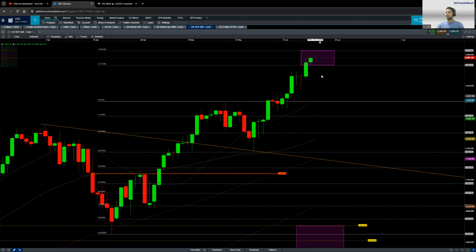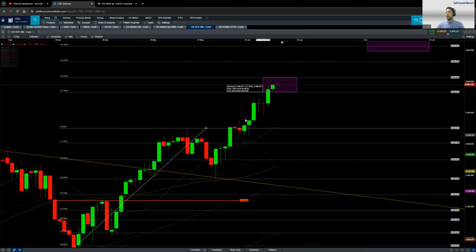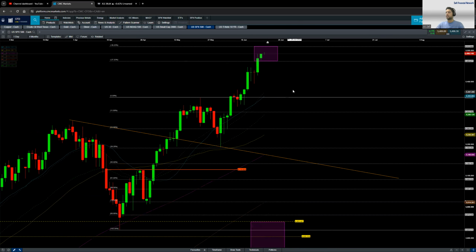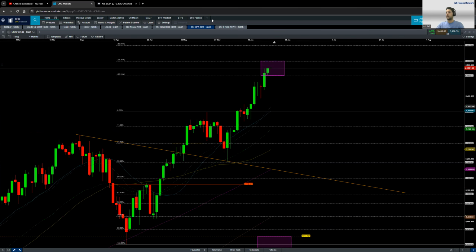This is the scenario that we are waiting for. Divergence between these two, and we should see a reversal coming down to this area, which is going to be an interesting correction move to 5,400, even 5,300. That's the scenario that I'm looking for. I'm not looking for a crash or something. I'm still looking for a correction.